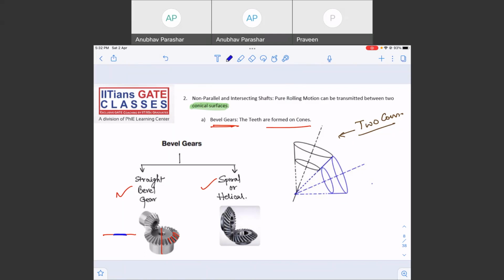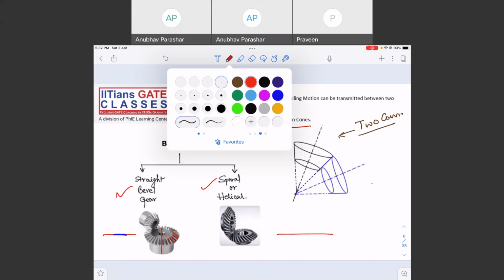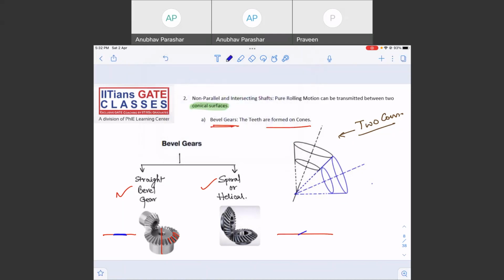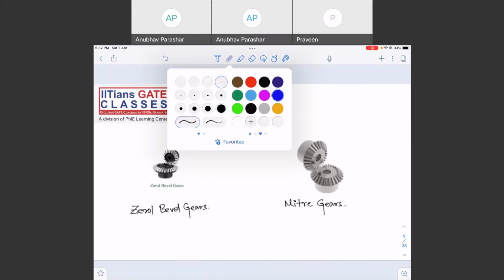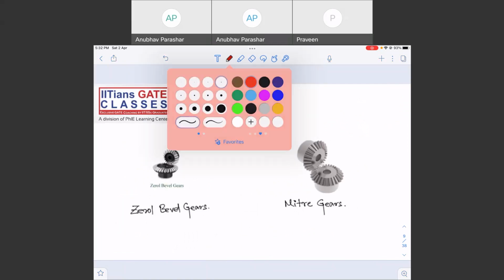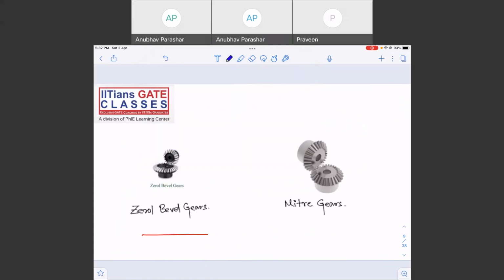For a spiral bevel gear, the teeth will be inclined to the axis of rotation. That is a spiral or helical bevel gear, right? And then you have the zerol bevel gear. What is a zerol bevel gear? Suppose this is the shaft, and the teeth are curved, a little bit curved, not just straight but slightly curved, then they are known as zerol bevel gears. So questions might be asked, one mark questions can be asked, right?